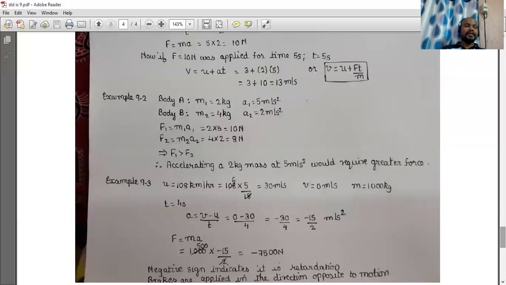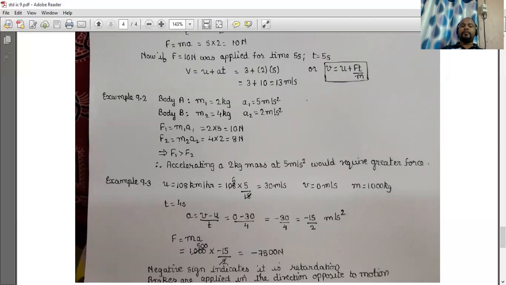Now moving on to the second example, which would require a greater force. A body having mass 2 kg to be accelerated by 5 meter per second square, or body B of mass 4 kg to be accelerated at 2 meter per second square. So we'll name it as body A, M1 equal to 2 kg, A1 equal to 5 meter per second square. Body B, M2 equal to 4 kg, A2 equal to 2 meter per second square.